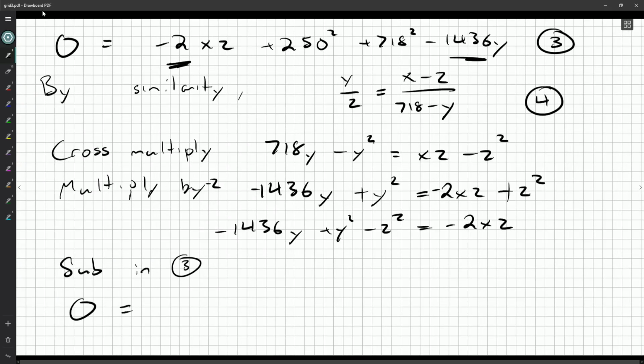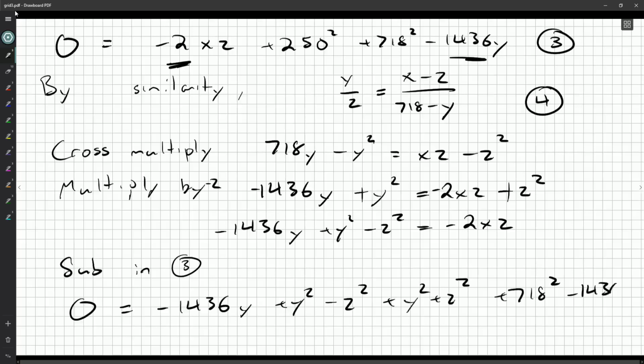So the minus 2x gets replaced. So minus 1436y plus y squared minus z squared plus 250 squared, which of course could have been written as y squared plus z squared, and this will cancel out the z squares, plus 718 squared minus 1436y. So we'll cancel out the z's. Shouldn't have combined a y and a z in the first place, but I didn't know where this was going.